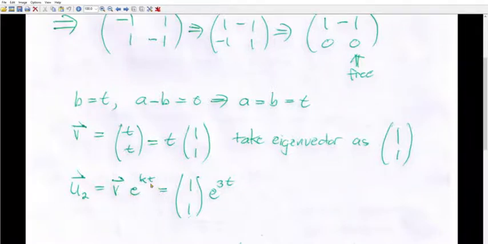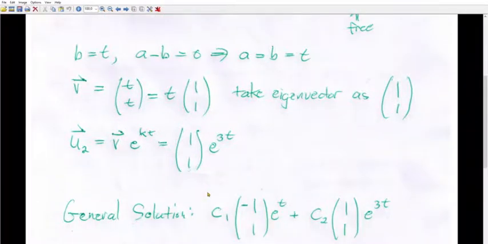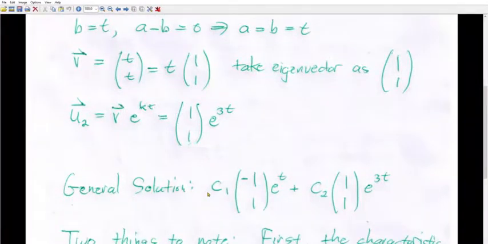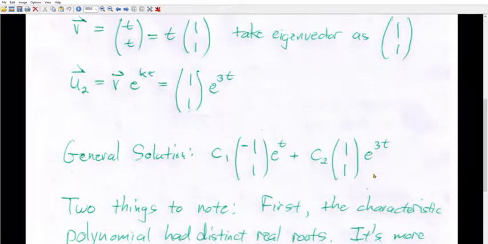V is 1, 1, k is 3. Here's our second solution. Our general solution is going to be c1 u1 plus c2 u2, and that gives us c1 times minus 1, 1 e to the t plus c2 times 1, 1 e to the 3t. The only difference between this solution and the one we found in the previous lesson is that in the previous lesson this thing was 1 and that was minus 1, but you can fix that by just taking C1 to be negative of what it was previously. So this is the same solution we found before.